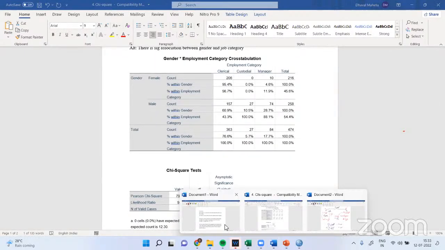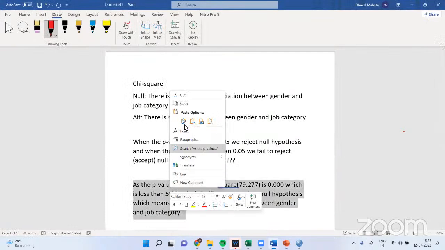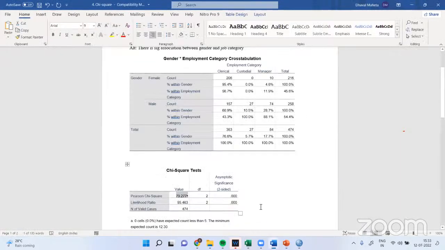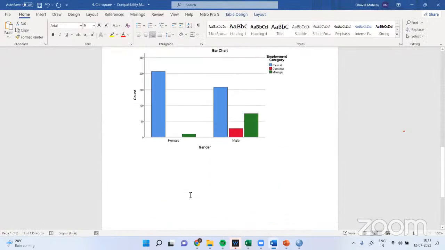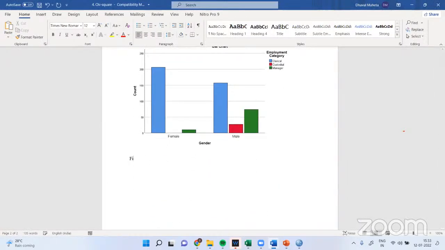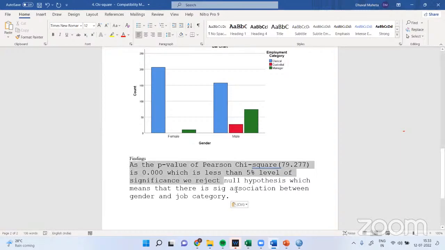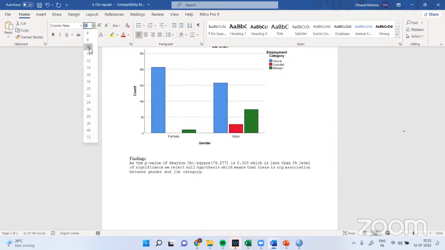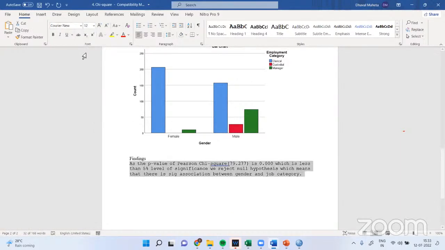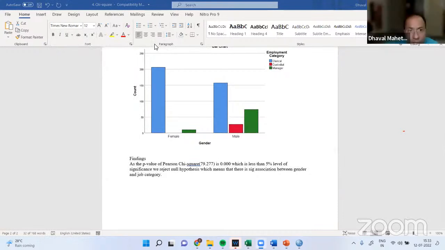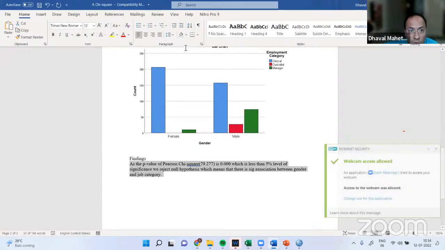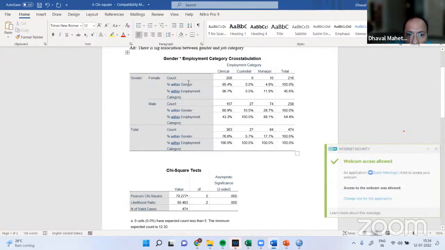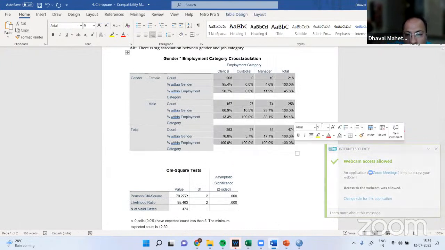So I will copy this analysis here. I'll write it down here. And now I am in the position to write. Now I'll use the word findings. Control V. I'll use the word findings. And once I find the association, then only I should go for interpretation of this table.